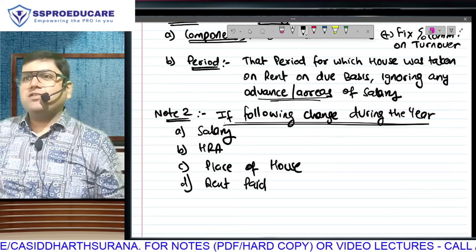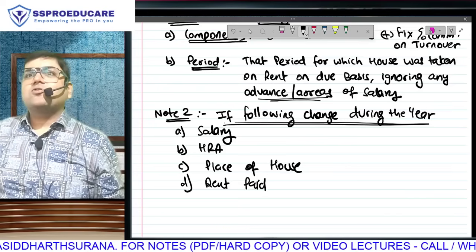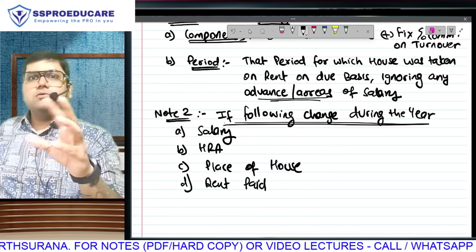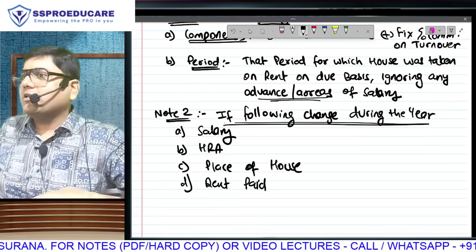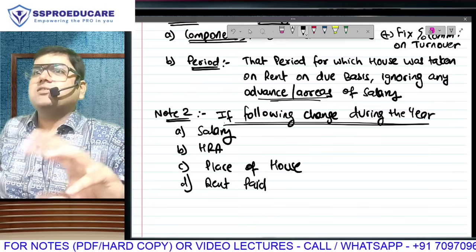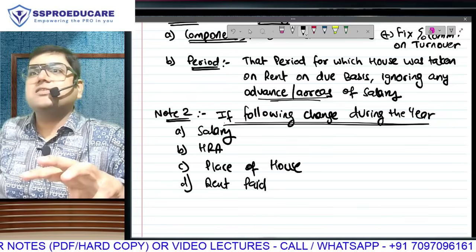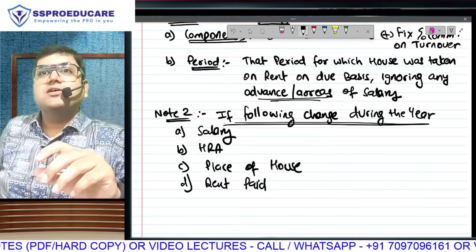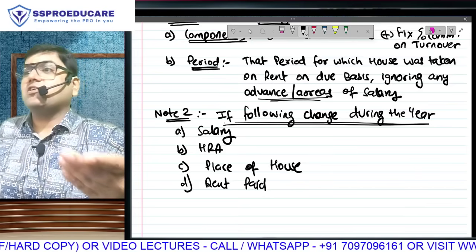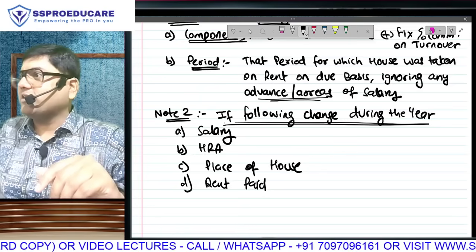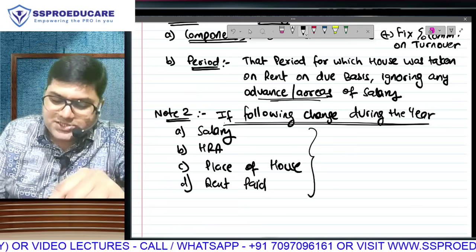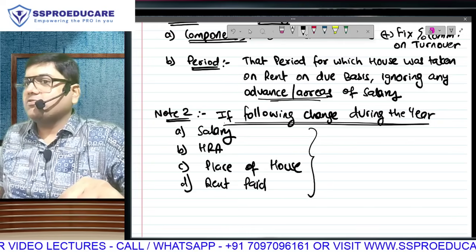Supposing in April I was living in Mumbai, but in October I shifted to Thane. So the April calculation and the October calculation will be different. Supposing April's salary is different and May's salary is different, so that way also the calculation will change. Even if rent is the same, place is the same, if the actual HRA received changes, it will automatically change my calculation. Means the moment any of these changes, my calculation will undergo change.